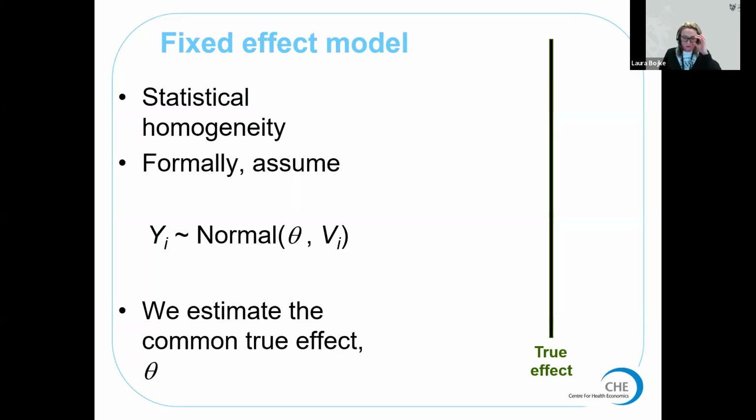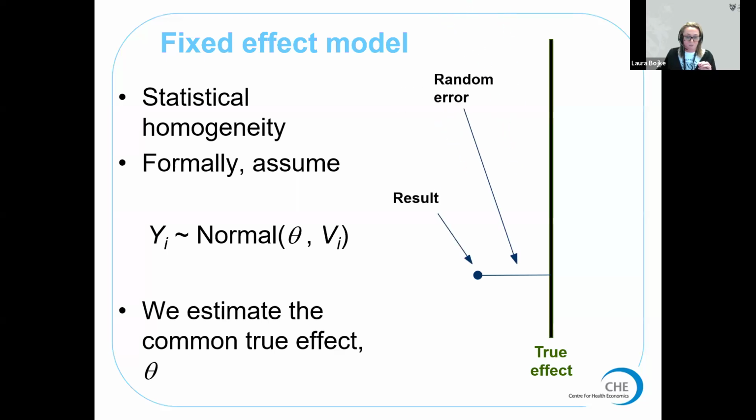So first, under the fixed effects model, crucially, we assume that there is one true effect size that we are trying to estimate, and that's shared by all of those included studies. So each of those 7 studies are attempting to estimate one true effect. And therefore, it follows that the combined effect is the estimate of this common effect size.